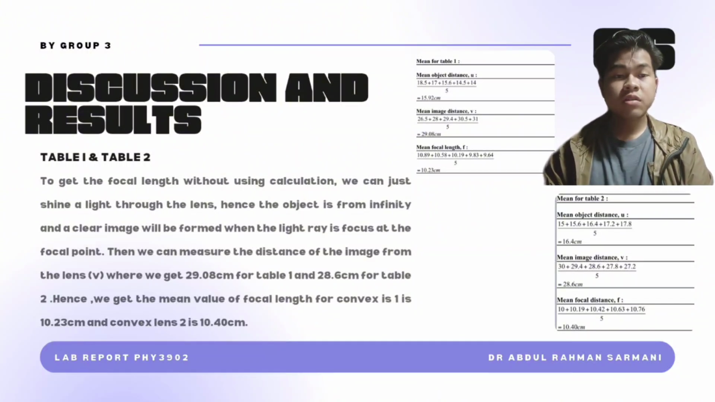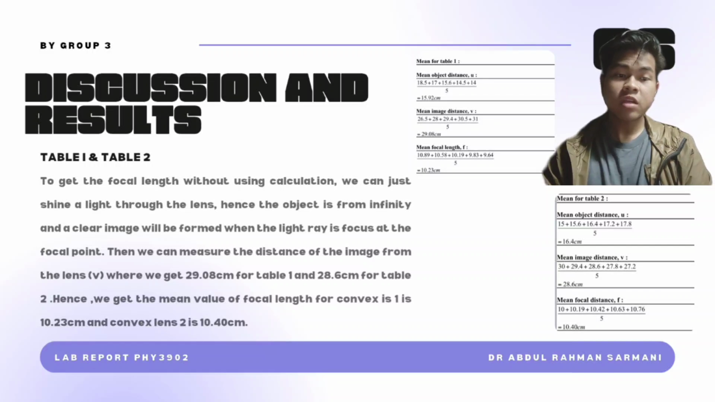Alternatively, we can also get the focal length without using calculation by shining a light through the convex lens, and then we adjust the distance of the lens until the image is sharp. Basically, the light is coming from infinity. Then, we measure the distance between the image and the convex lens to get a rough estimate for the focal length. This is because a clear image can only be formed when the light is focused at the focal point of the lens.